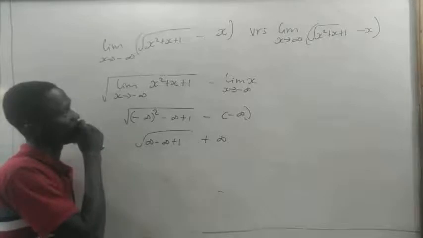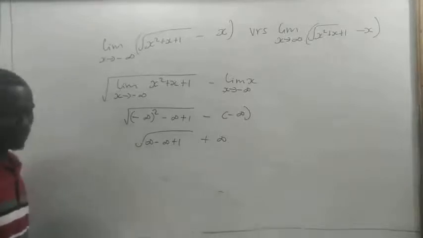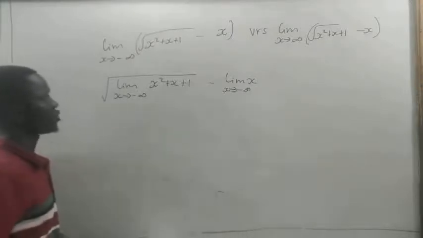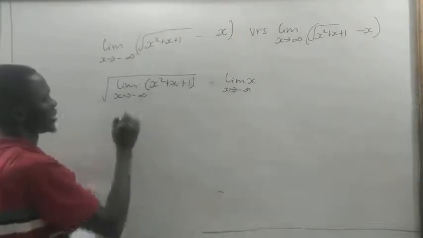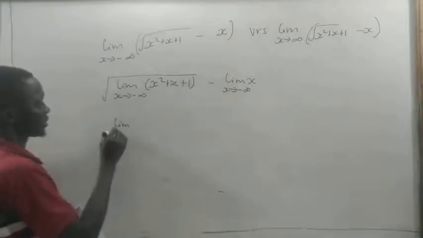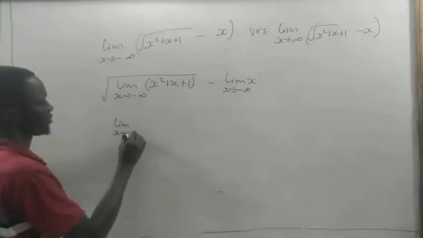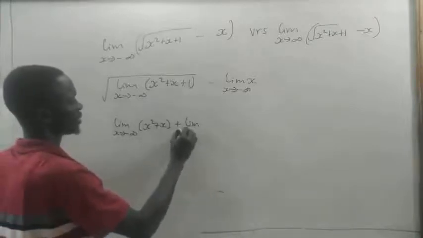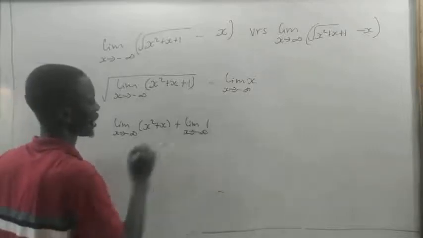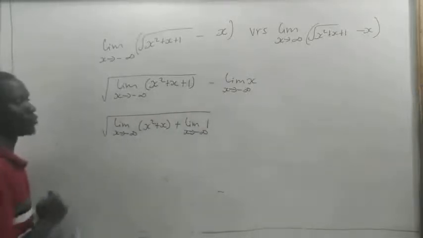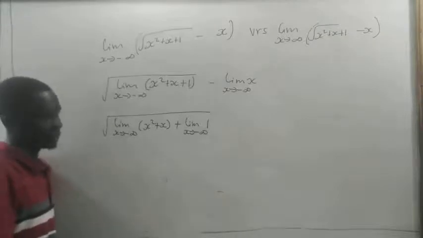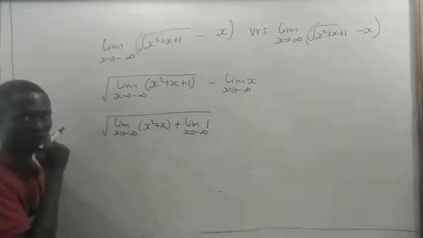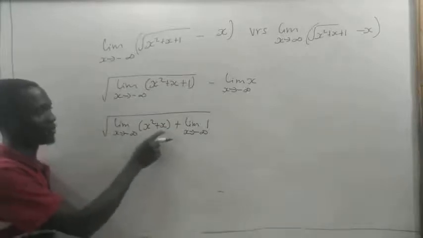But let's look at something here. If we consider this one as the limit as x approaches minus infinity of x squared plus x, plus the limit as x approaches minus infinity of 1, all under the square root. Now let's look at this one. Here, as x approaches negative infinity, what will be the behavior of this? We've done it already.